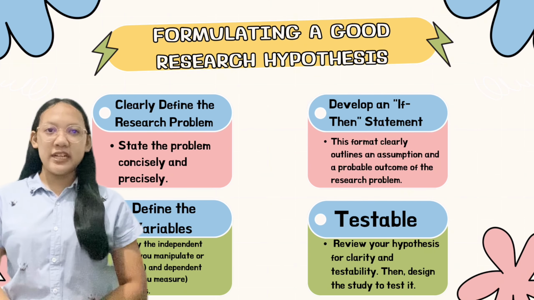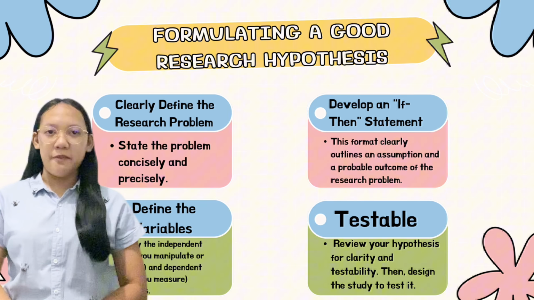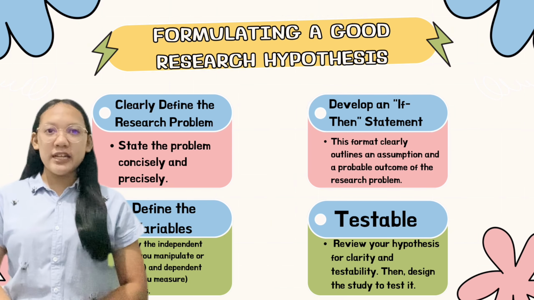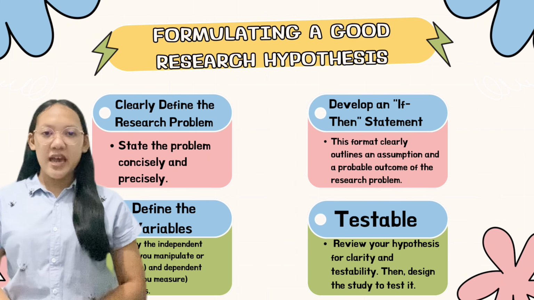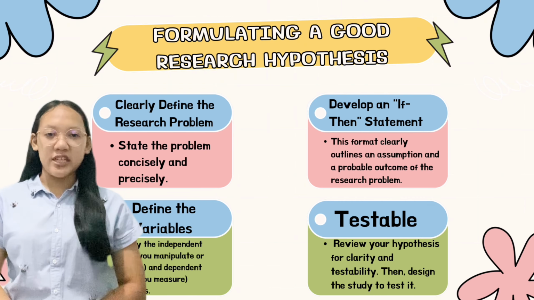We start by clearly defining the research problem. Then, we create an if-then statement to clearly show the predicted relationship. Next, we carefully define our independent and dependent variables, what we're manipulating and what we're measuring. Finally, and importantly, we must ensure our hypothesis is testable and design our study to test it.